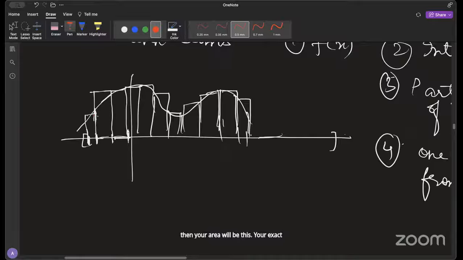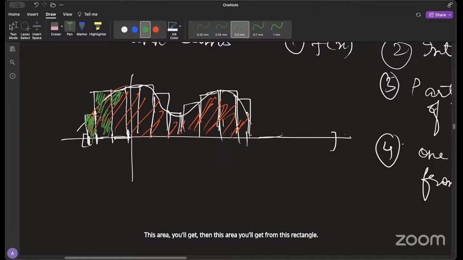Your exact area is this, which is under this curve. What you will get from these rectangles would be this. This area you will get from this rectangle, and this area you will get from this rectangle. If you add the areas of all these rectangles, you will get the green area, right? So this gives you a very rough estimate of the area here.